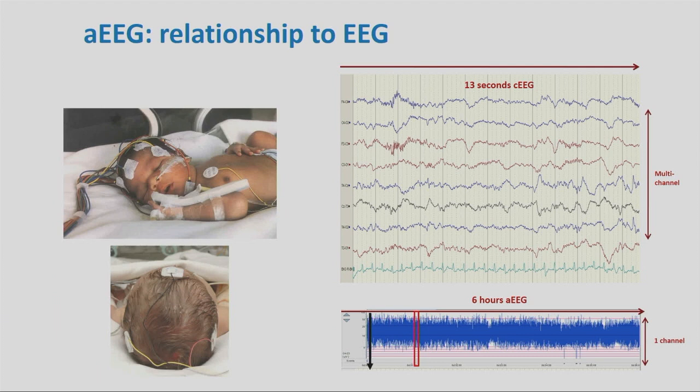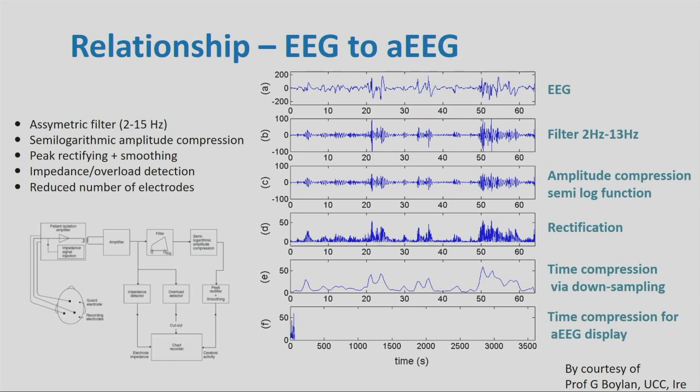But basically, what's the difference between a full 10-channel EEG, where each of these is 1 second, and a 6 hour aEEG on the same page? How do we get from here to here? Because obviously it's the same: you record the EEG activity and display the aEEG.